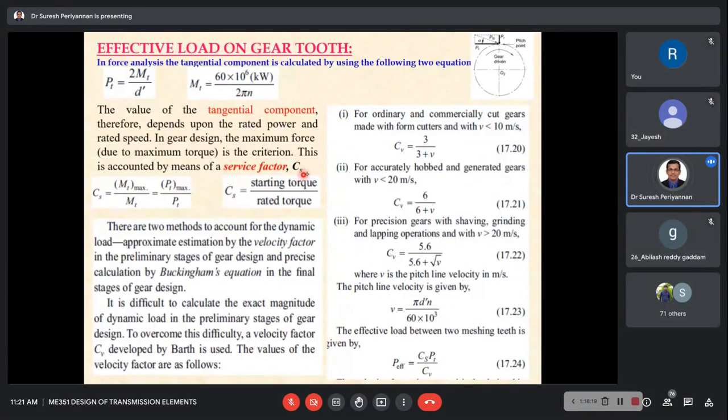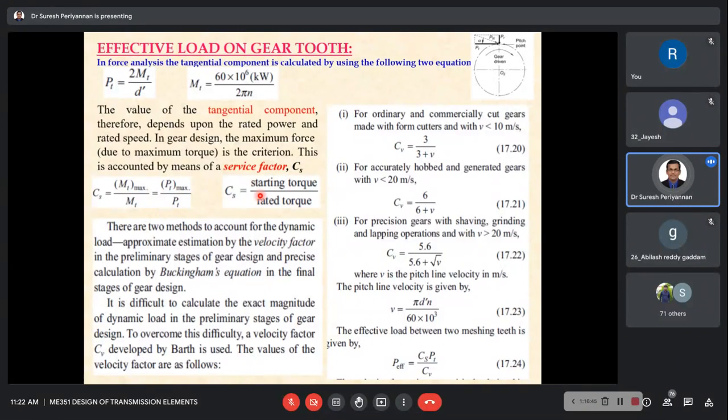Service factor CS. That service factor is nothing but MT max divided by MT. MT max is the maximum torque transmitted. This is the torque transmitted, I mean, we will discuss later. MT is nothing but our starting torque, and this is the rated torque. I mean, this is the starting load, and this is the rated load. Okay.